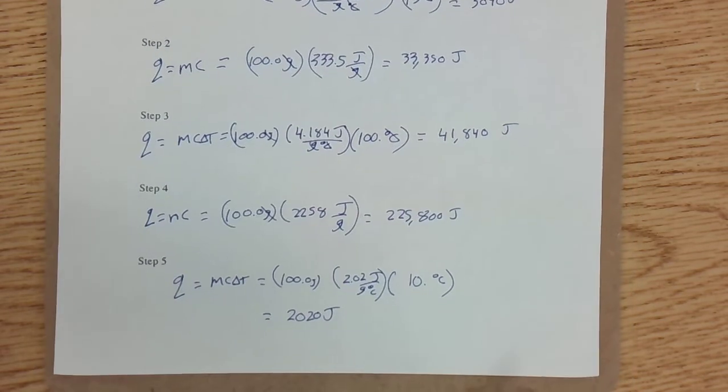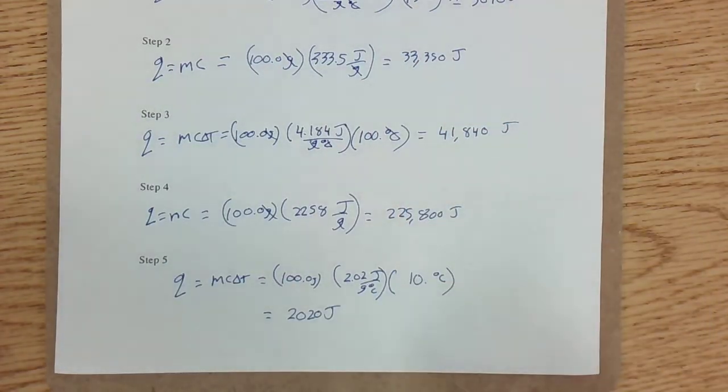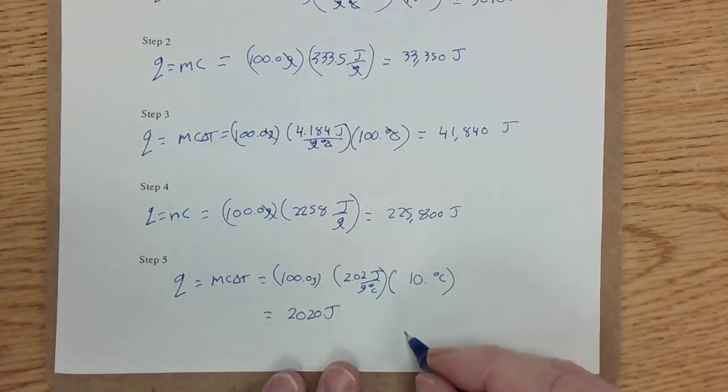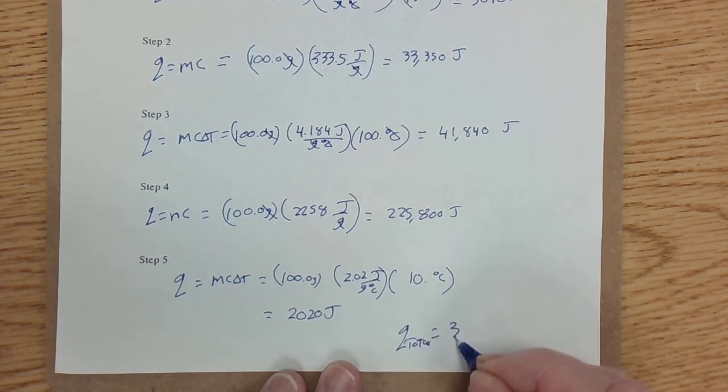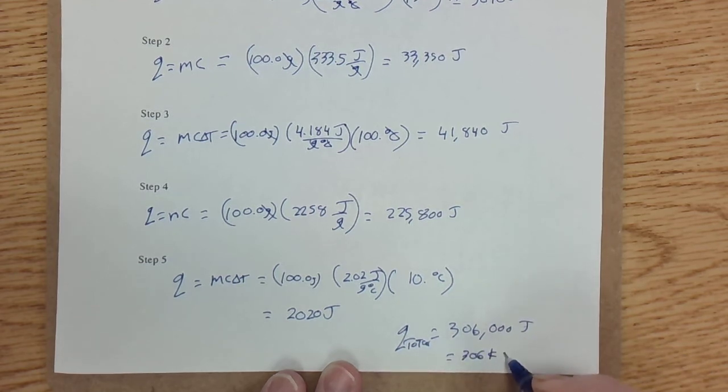So the heat that's required to accomplish all of that is just all these numbers that are added together. So Q total equals 306,000 joules, which is also equal to 306 kilojoules. All right. And that's the strange world of phase changes.